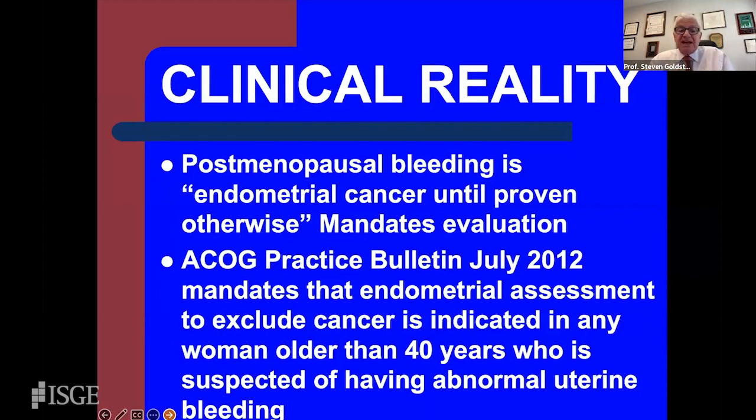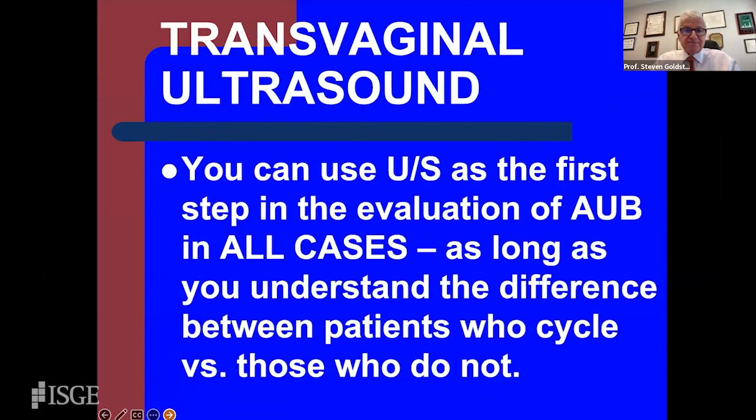And for instance, in the States, the American College of Obstetricians and Gynecologists in 2012, which has been reaffirmed many times, mandates that endometrial assessment to exclude cancer is indicated in any woman older than 40 years who's suspected of having abnormal uterine bleeding. So whether that 51-year-old is in late perimenopause or is menopausal, if she has abnormal uterine bleeding, we must evaluate her endometrium regardless.